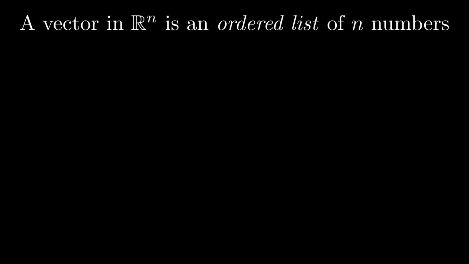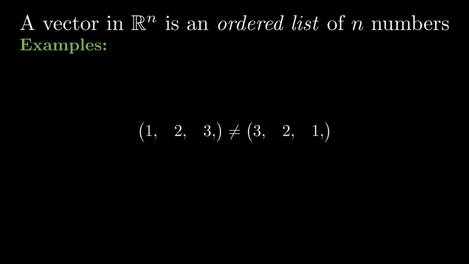A vector in Rn is an ordered list of numbers. The R indicates that the numbers are real, and the superscript n indicates that the list contains n numbers. That the list being ordered means that the order in which the elements appear matters. For example, the vectors (1, 2, 3) and (3, 2, 1) are different.